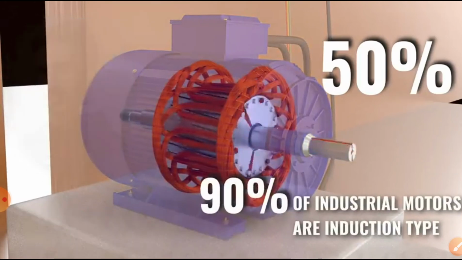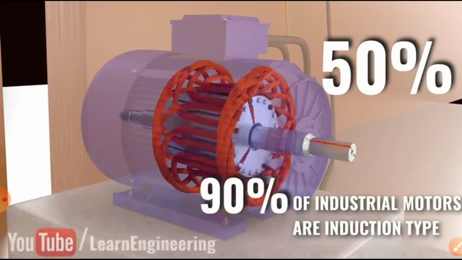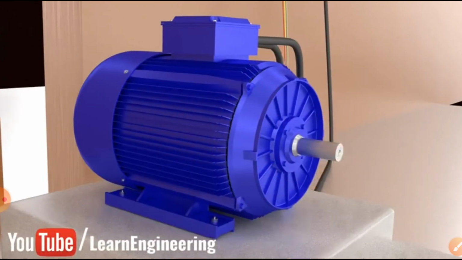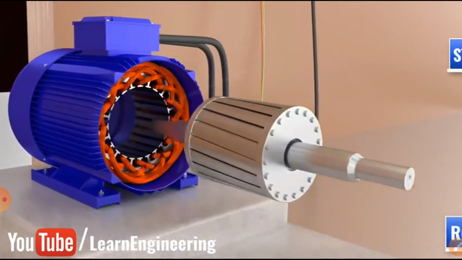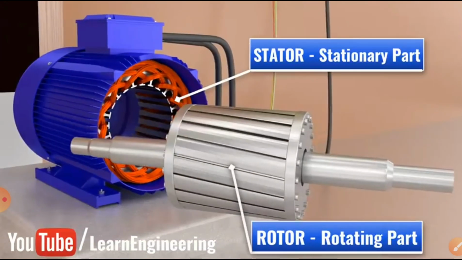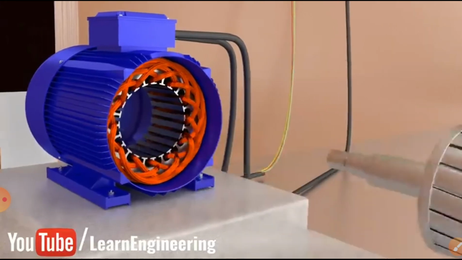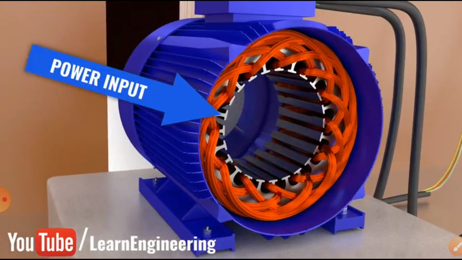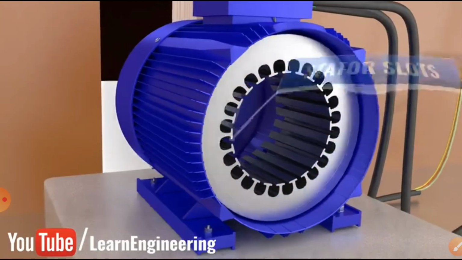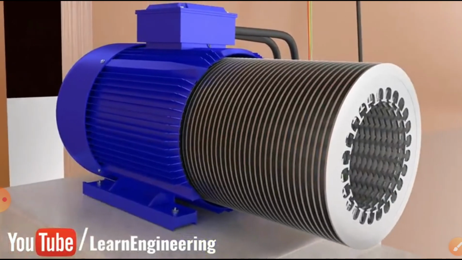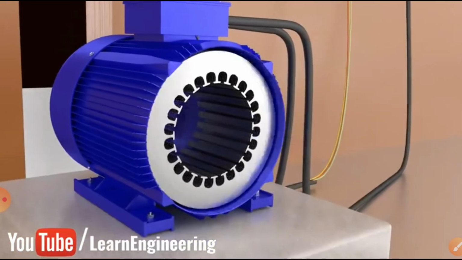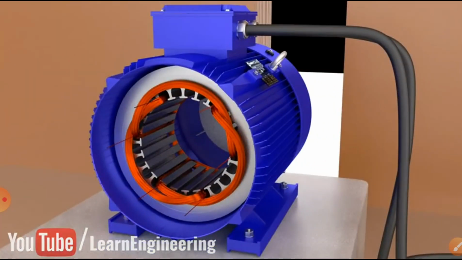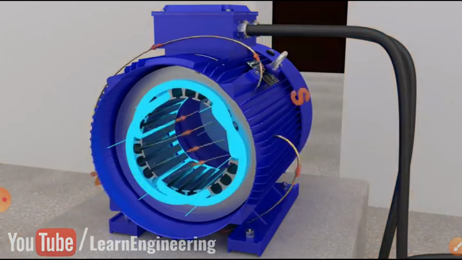So, 90% of the industrial motors are induction type motors, because we have already seen the advantages and disadvantages. Now, you can see the stator is a stationary part and the rotor is a rotating part. Power input is given to the stator winding, which has stator slots, closed or semi-closed. It has laminations, as you have already seen in DC machines. There is a winding, lap winding or wave winding, a 3-phase distributed winding.